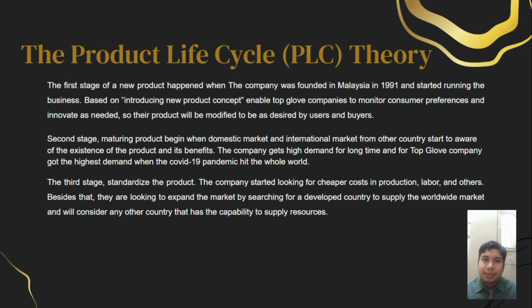Second theory, the product life cycle, PLC theory. First stage, new product. It happened when the company was founded in Malaysia in 1991 and started running the business. Based on introducing a new product concept, it enabled Top Glove to monitor consumer preference and innovate as needed. Therefore, the company will acquire high purchasing power and demand from buyers. At the same time, the company will continue to grow to be more successful in the future.